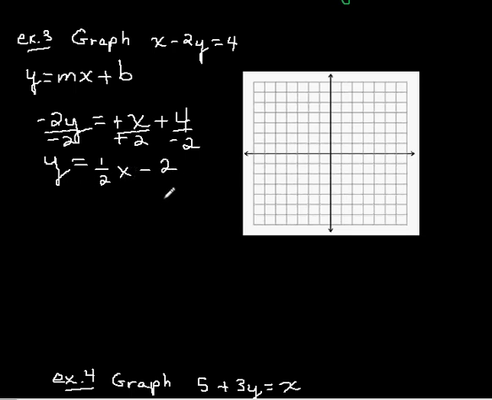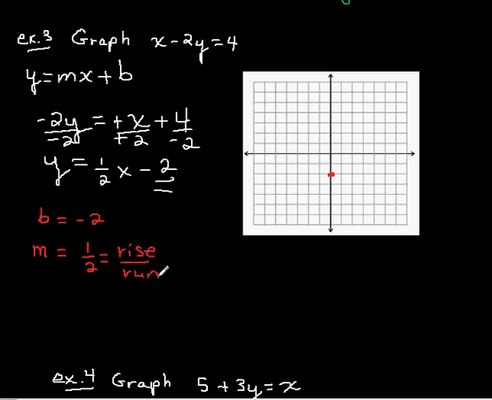So the first thing, remember we want to do our b, because b comes before m. We're going to do our y-intercept. I'm going to plot that. It's at minus 2, 1, 2. So our y-intercept equals negative 2. Next we find our slope. It's 1 over 2. So that's our rise over run.